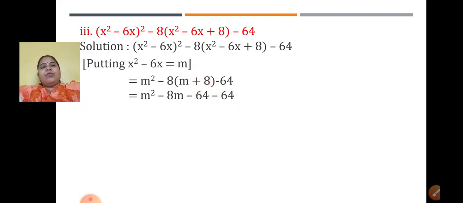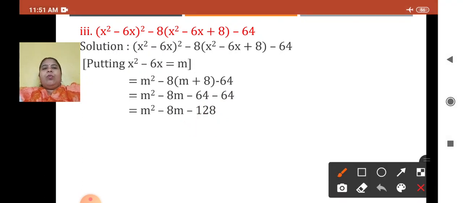Okay. So what we will get here? m square minus 8m minus 128. Right? Because both are with minus sign, so it will get added. 64 and 64, 128, and put the common sign, that is minus sign. Right? Then 128 is to be factorized, so that I will get the factors as 8.